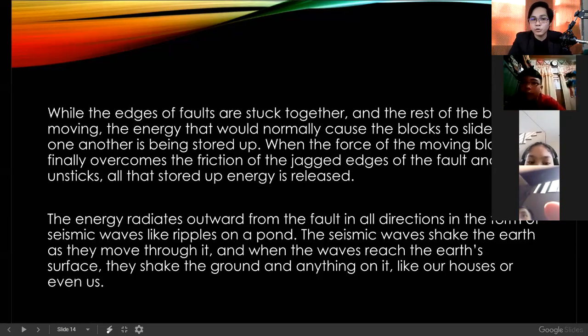Now, another illustration of how seismic waves move. The seismic waves shake the earth as they move through it. And when the waves reach the earth's surface, they shake the ground and anything on it, like our houses or even us. Again, seismic waves ripple like a pond. And these seismic waves are the reason why the earth shakes and why there are damages in that area, like to our houses or even us. We are affected.